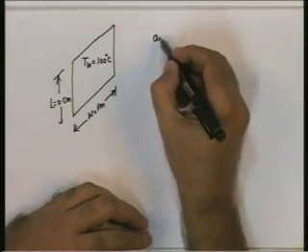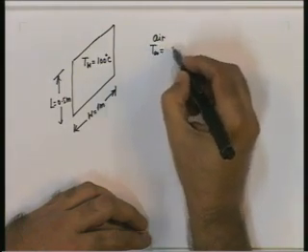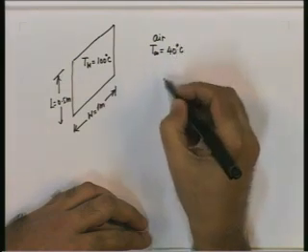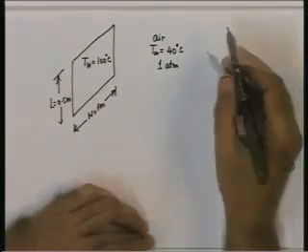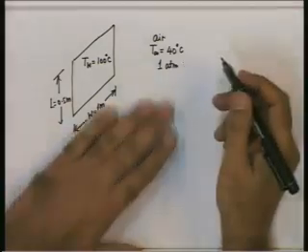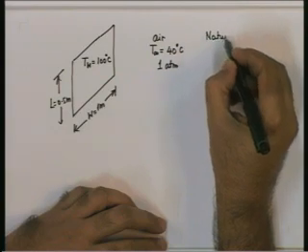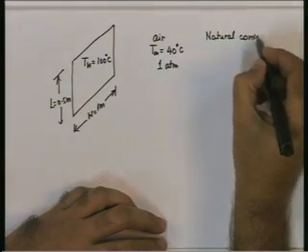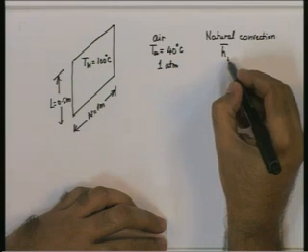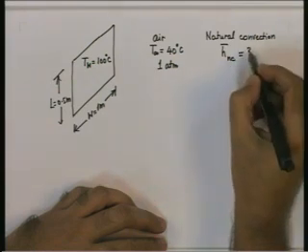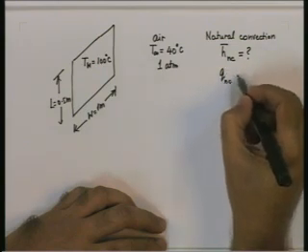It is exposed to air and the air temperature is 40 degrees C. Pressure of air is 1 atmosphere. This air is stagnant. So we have a situation of natural convection. We have to determine the average heat transfer coefficient by natural convection, and we have to determine the heat transfer by natural convection.